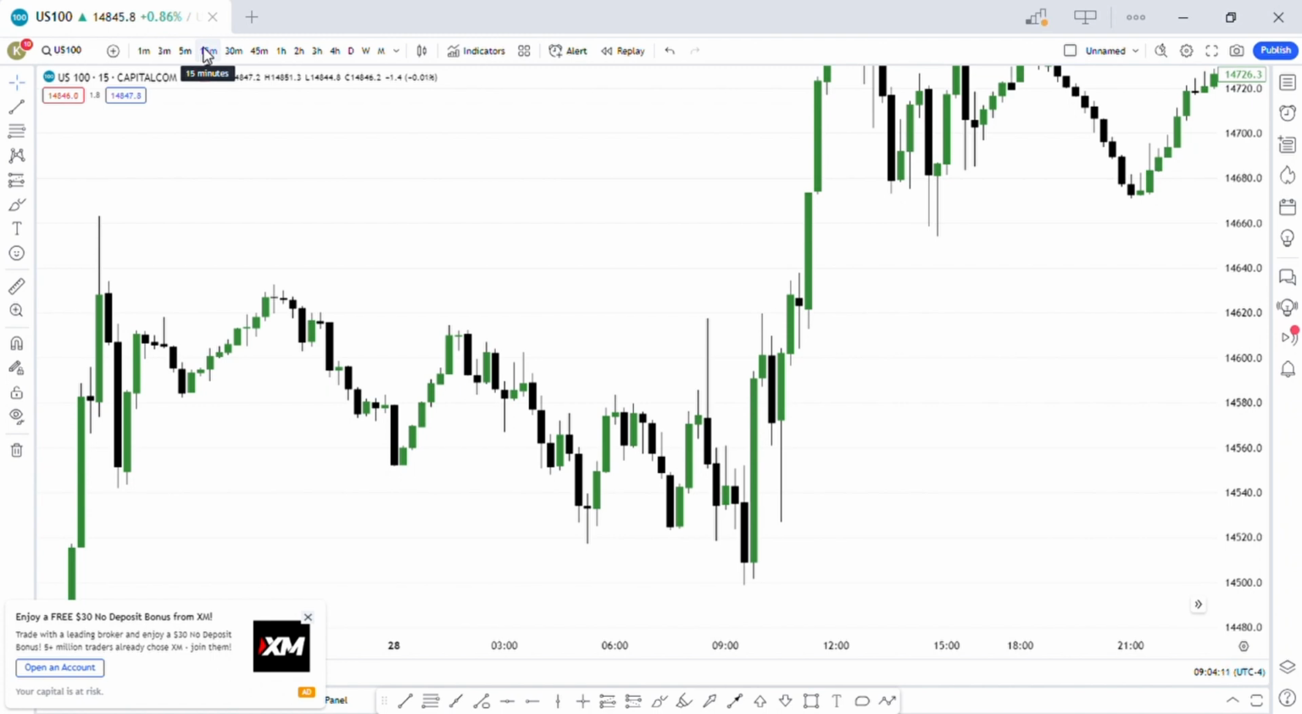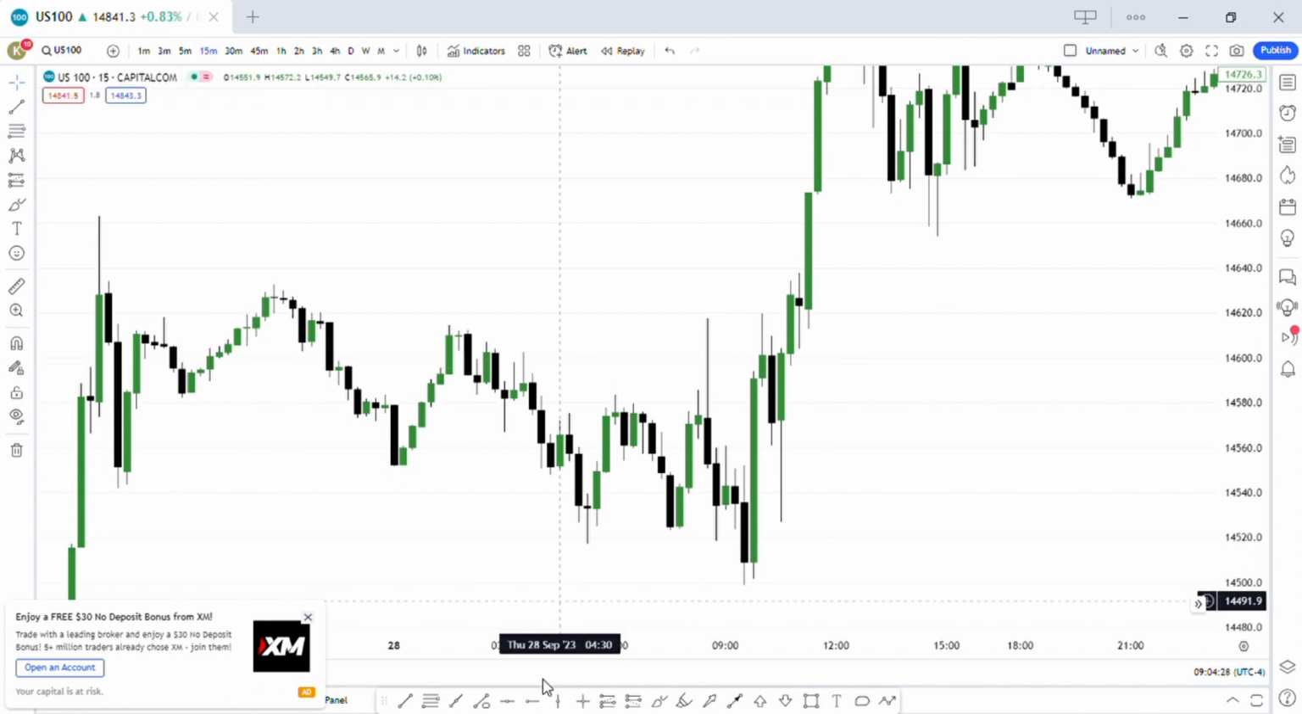What you do on the 15 minute time frame is you look for liquidity points and/or PD arrays in the form of swing points, both sell side and buy side liquidity, labeling them as such.